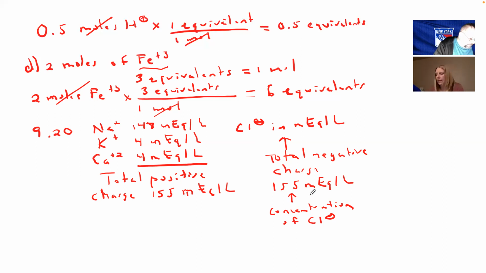And then 1 equivalent equals 1,000 milliequivalents. Yes, absolutely, based on the prefix milli, 1 equivalent would be 1,000 milliequivalents. That's correct.